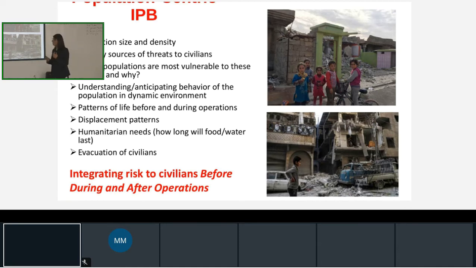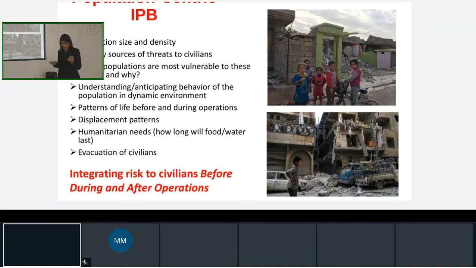So really knowing what the threats to civilians are, which civilians will be more vulnerable because of their age, gender or disability, and how you can try to see whether they will be able to move from an area or not when you're thinking about trying to encourage the civilian population to leave.